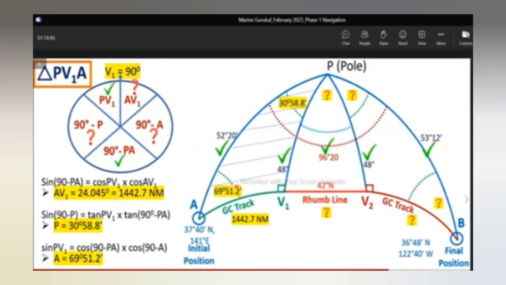The initial course will be same, right? Because northeast quadrant, right? That's right, beta. If you apply the 1-2-3 method, initial course is going to be the same, 069 degrees 51.2 minutes true. Perfect, thank you. Okay, beta, great. Shall we move on to the next triangle? Yes, sir. Very good.